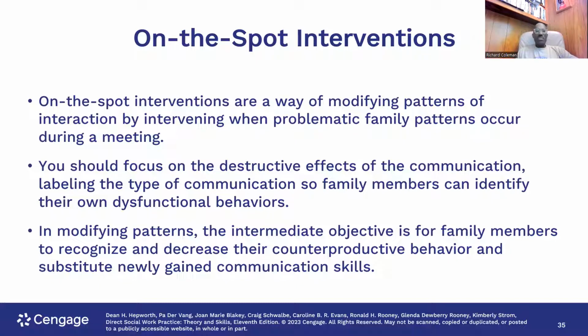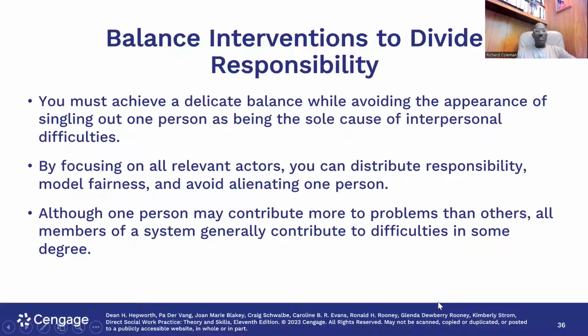On-the-spot interventions. Sometimes things happen right in the meeting with the family, and it's about doing the intervention right there on the spot and looking at destructive effects of communication. So if people are name calling or doing things that are really harmful, people can identify their own dysfunctional behavior. It's about addressing those things immediately and looking at how we can decrease some of that counterproductive behavior and come up with different ways to look at that whole process as well.